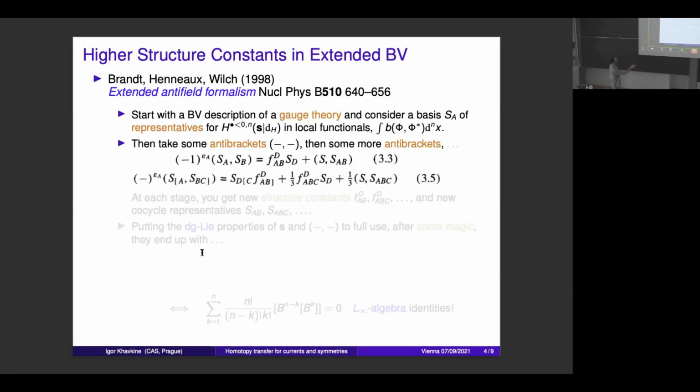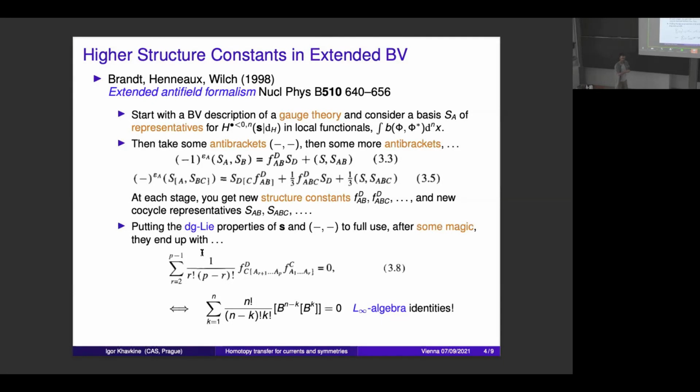So they take some more brackets and define some more identities, some more structure constants. At every stage, and they keep doing this, right? They do it more and more. And at each stage they discover structure constants with an increasing number of indices, and they discover more co-cycle representatives. These are all co-cycles representing cohomology classes, just indexed in a more complicated way.